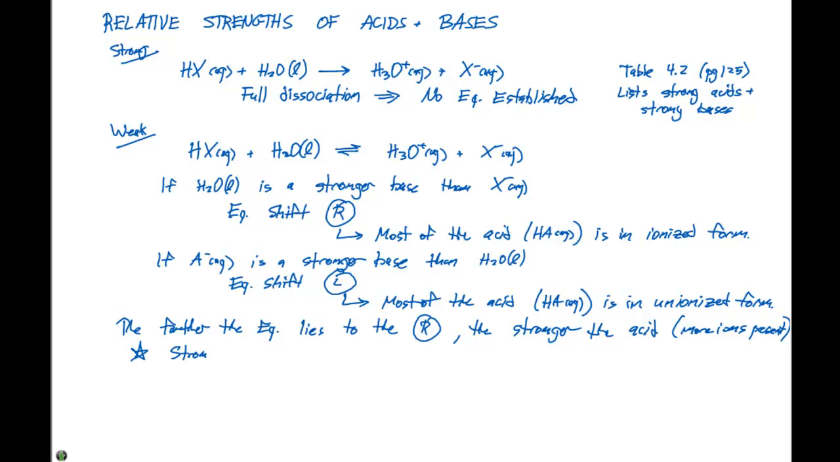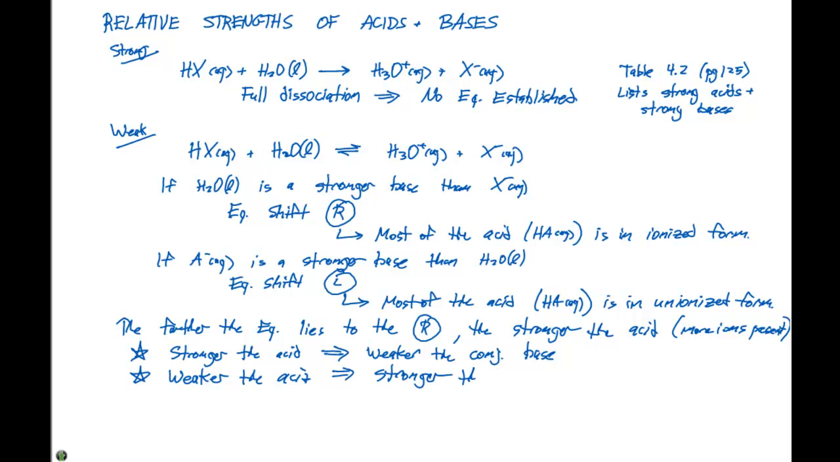So we can get two statements from this. Number one, the stronger the acid, the weaker the conjugate base. Also, the weaker the acid, the stronger the conjugate base. So it's going to be based on the ability for this equilibrium to shift back and forth.